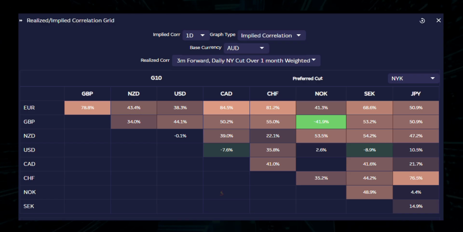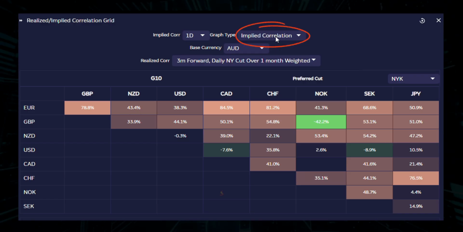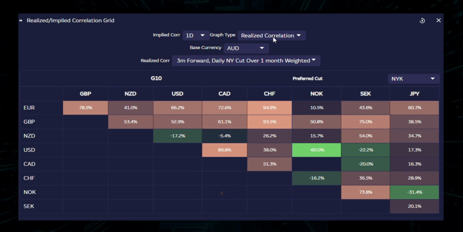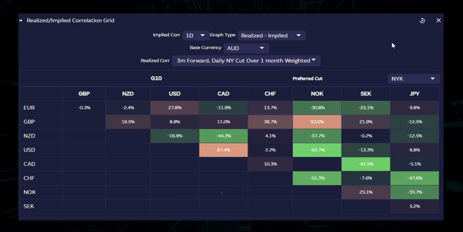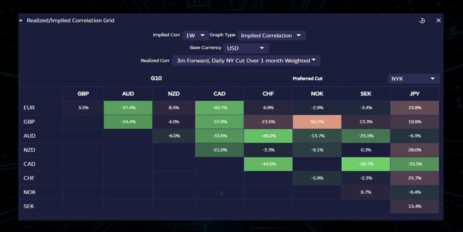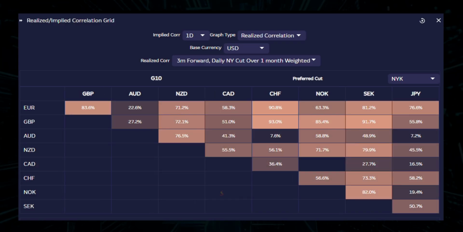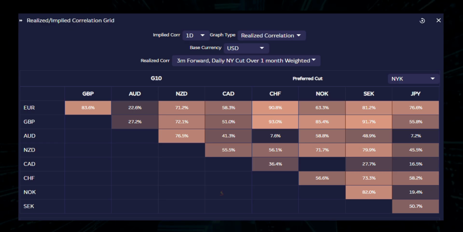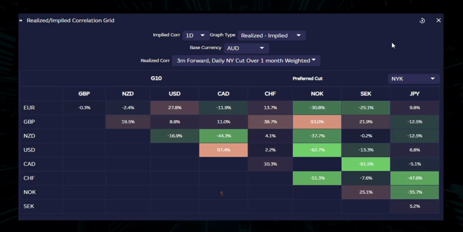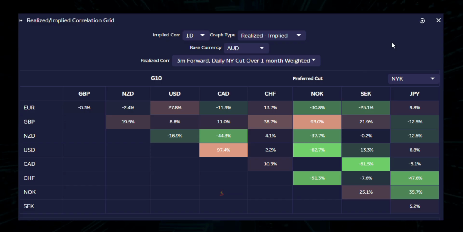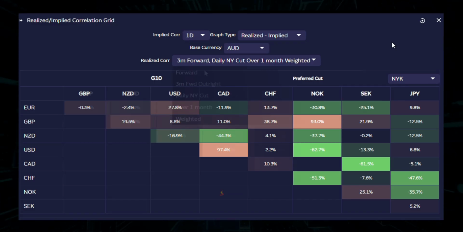You can switch between implied correlation, realized correlation, or realized minus implied. Implied correlations are derived from market option data, while realized correlations are computed from historical co-movements of spot or forward returns. The realized minus implied view shows the difference between historical market behavior and current market expectations.